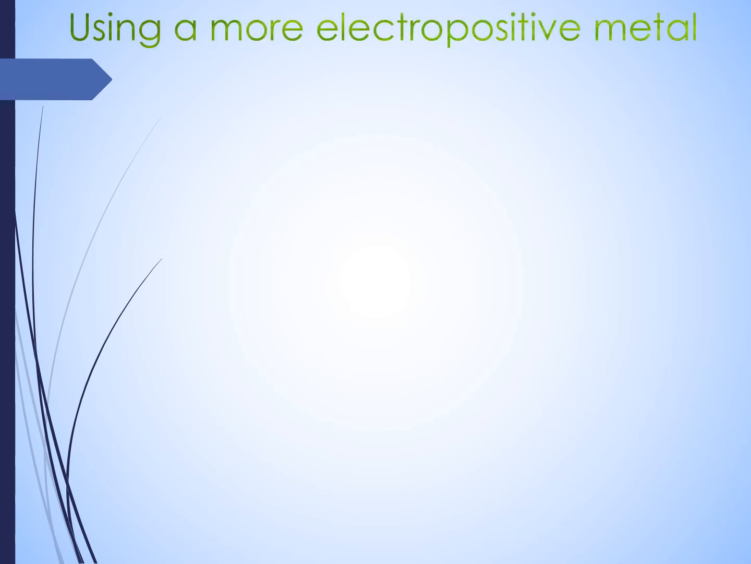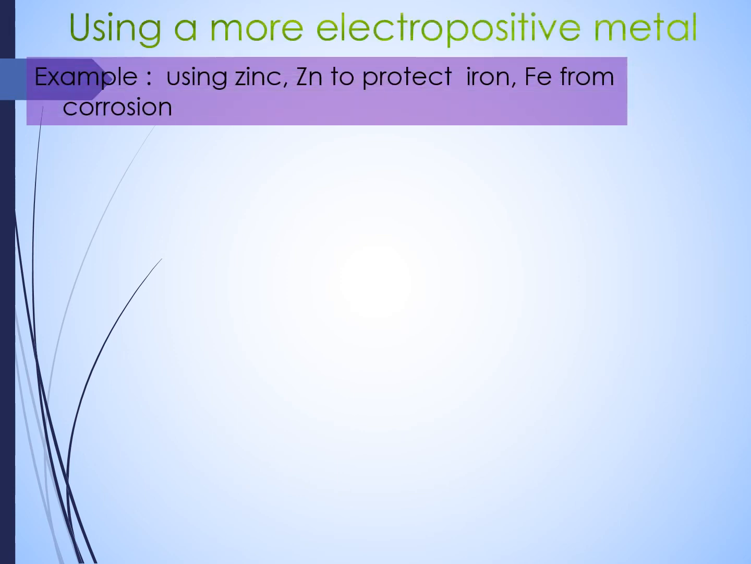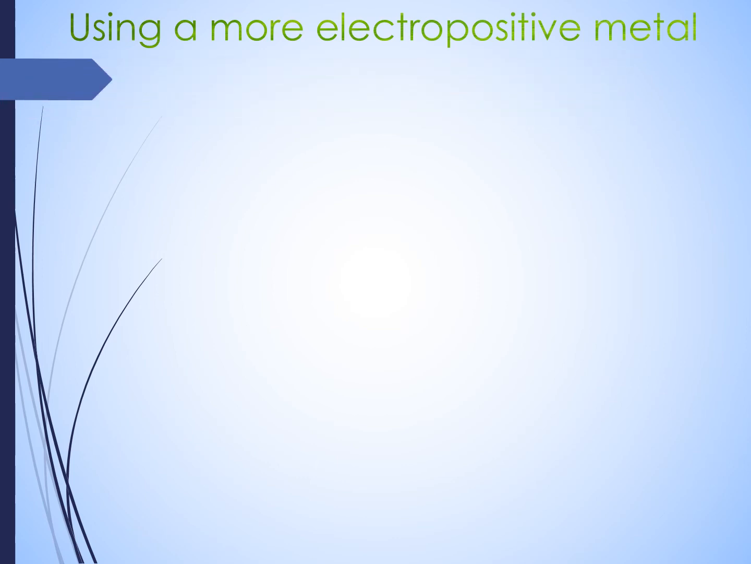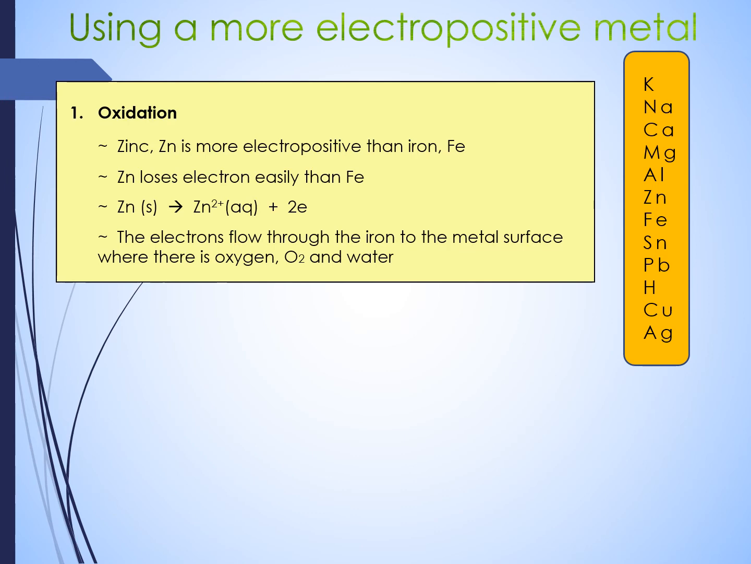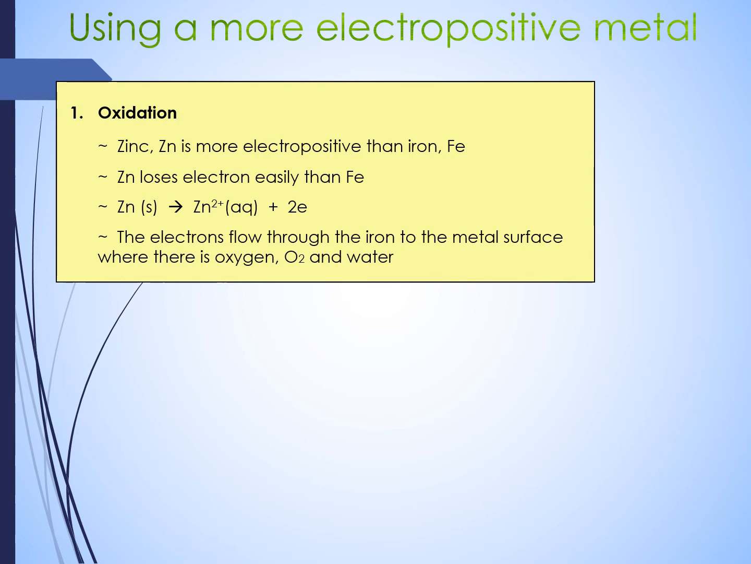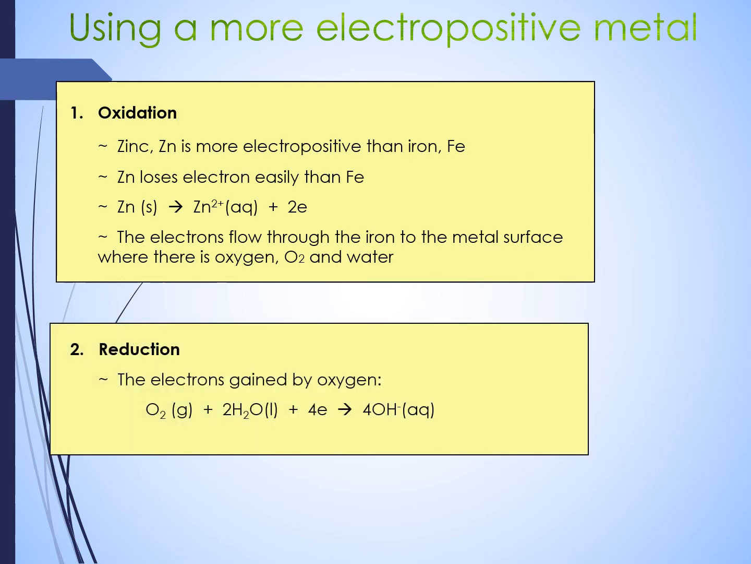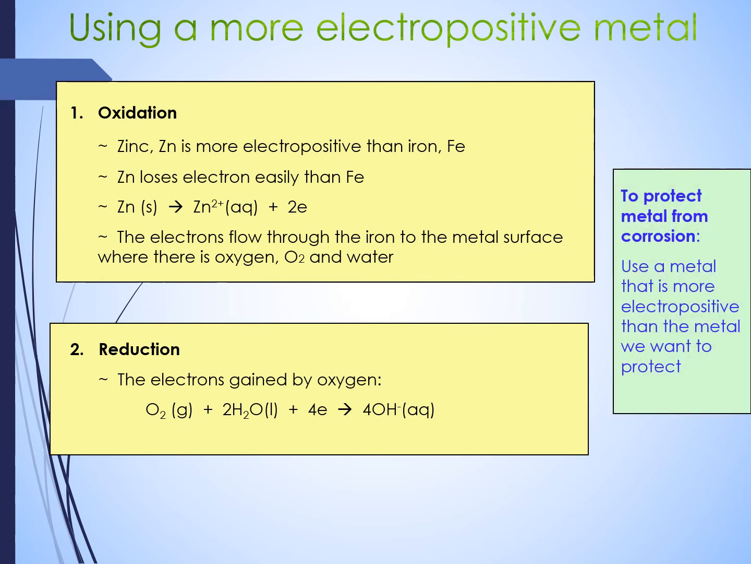We can use more electropositive metal such as zinc to protect iron from corrosion. As you can see here, zinc is more electropositive than iron. Zinc loses electron more easily than iron to form zinc ion. The electron then is gained by oxygen and water to form hydroxide ion. So to protect metal from corrosion, we use a metal that is more electropositive than the metal we want to protect.